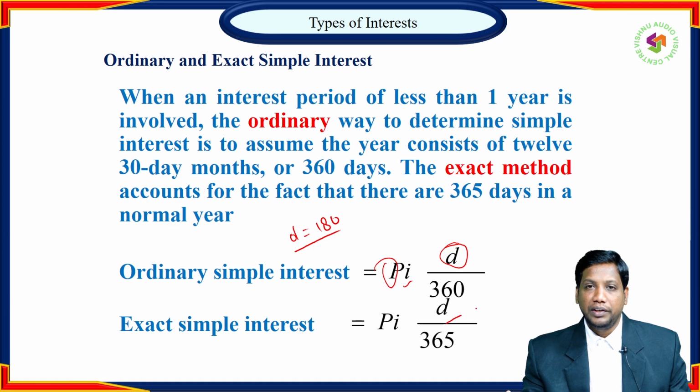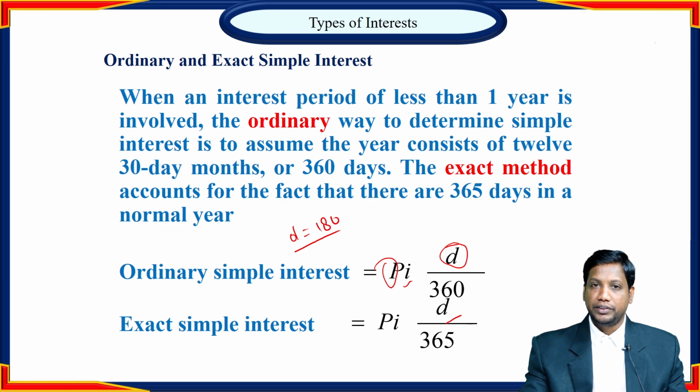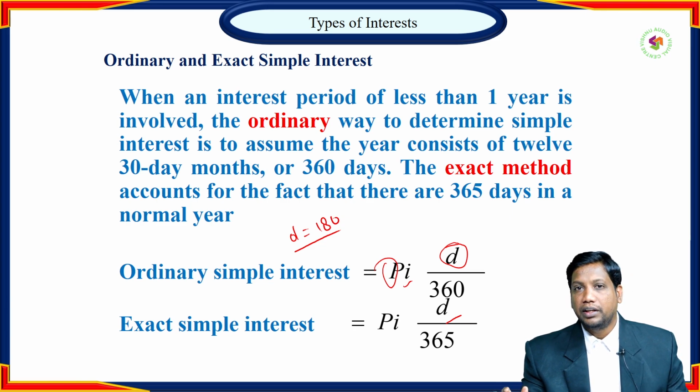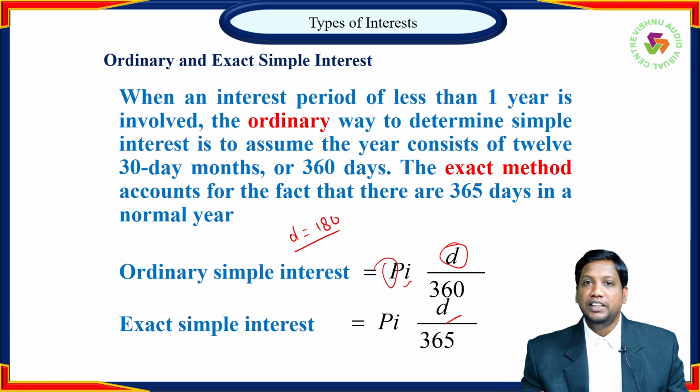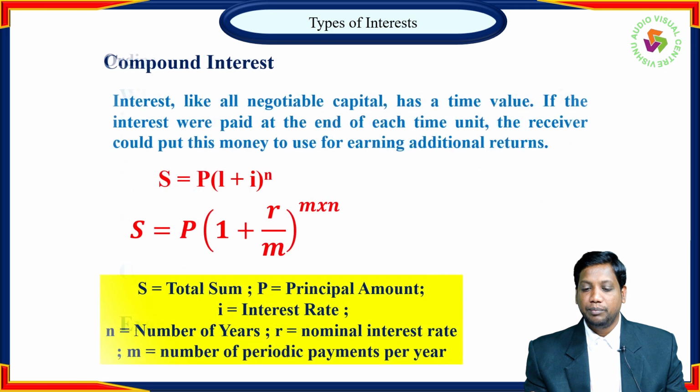Then we will get a small difference. So that is about ordinary and exact simple interest. Ordinary means we are considering 360 days per year, whereas exact means we are considering 365 days per year. That is the simple difference between the ordinary and exact simple interest.